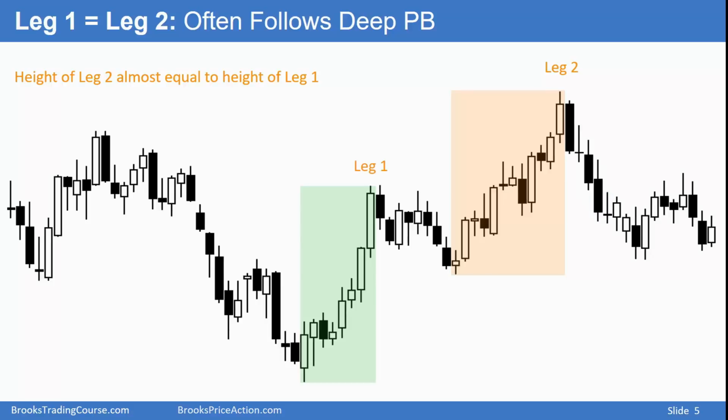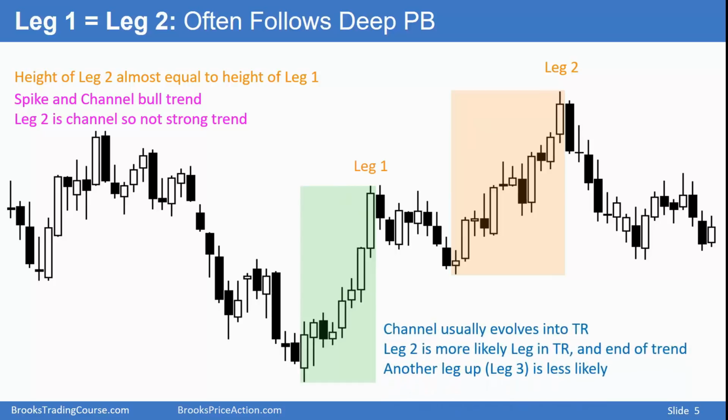Very often, a leg 1, leg 2 measured move takes the form of a spike and channel bull trend. So very strong bull breakout, spike, pullback, channel, wedge channel, 1, 2, 3. Spike and channel bull trend, channel, weaker trend than the bull breakout. And you expect it to evolve into a trading range. And if you look at this, this looks more like a bull leg in what will become a trading range. Bull bar, bad follow through, bull bar, bad follow through, bull bar, bad, right?